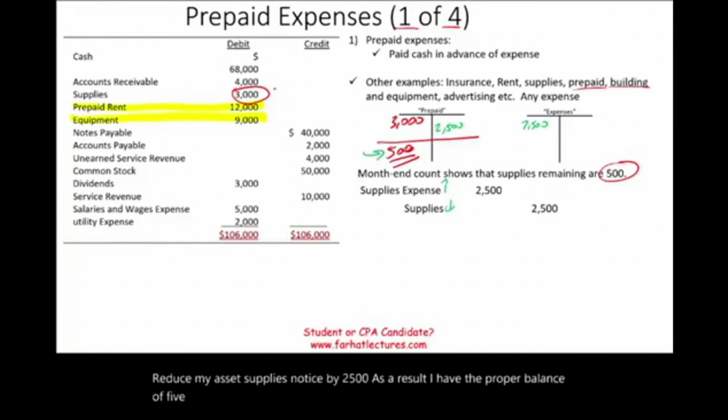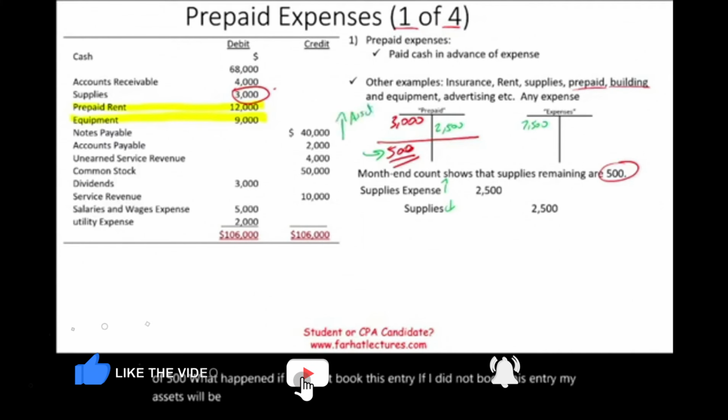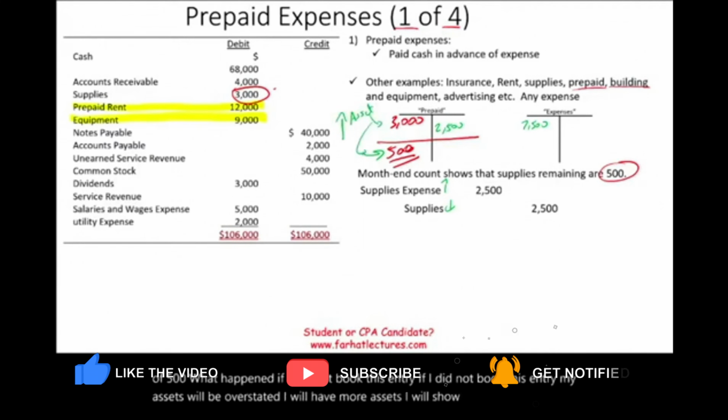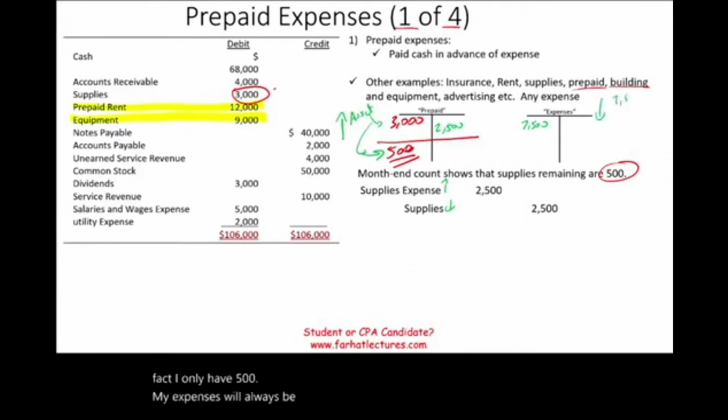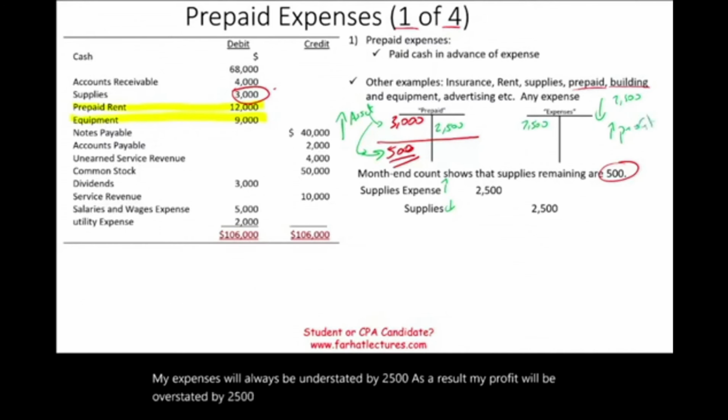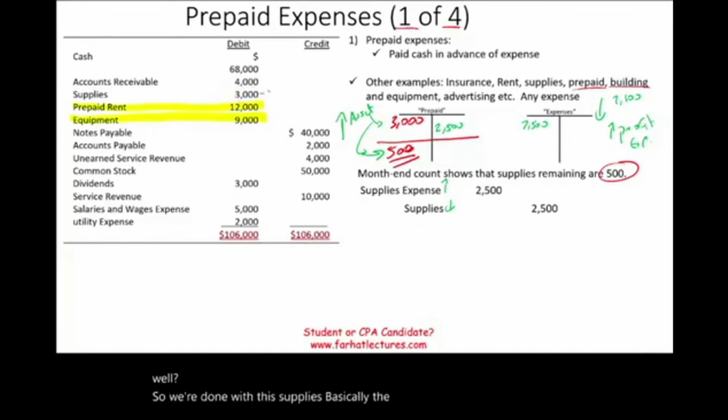What happens if I did not book this entry? If I did not book this entry, my assets will be overstated. I will have more assets. I will show $3,000, but in fact, I only have $500. My expenses will be understated by $2,500. As a result, my profit will be overstated by $2,500 because I reported less expenses. So notice how this adjusting entry affects the balance sheet and the income statement as well. So we're done with supplies.